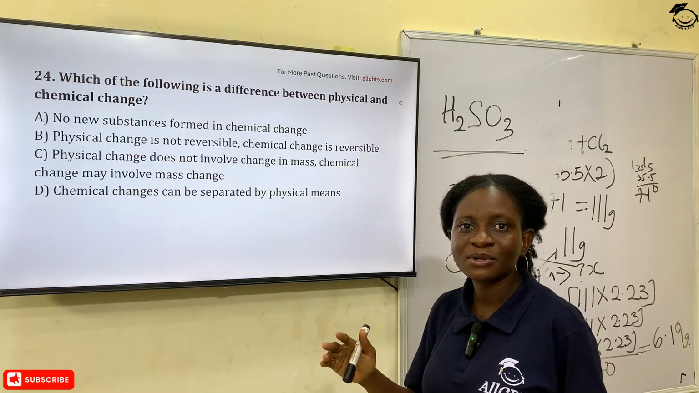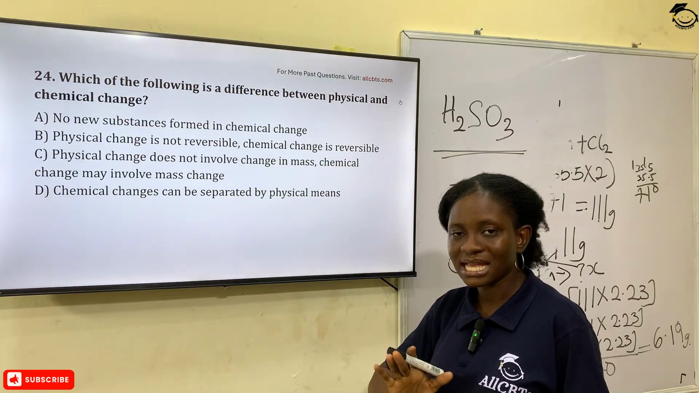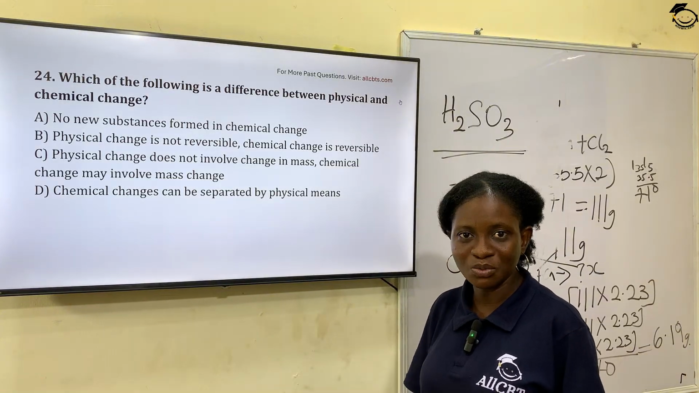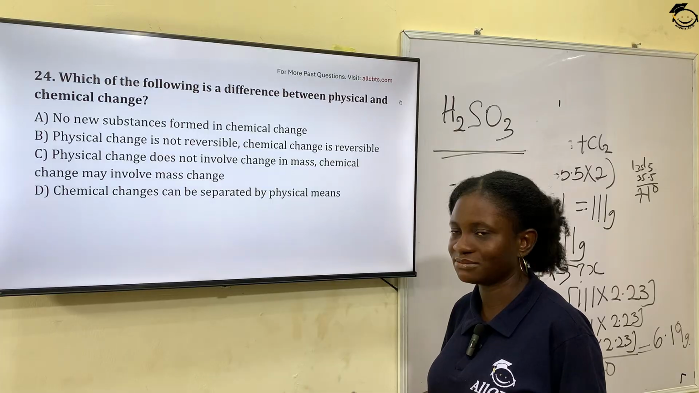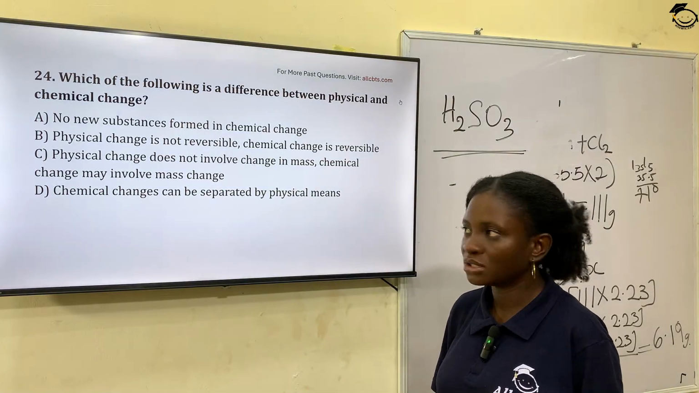So for a chemical change, let's say burning of wood, another product entirely is being formed, like the ashes. So you cannot get your wood back. A new product has been formed. So it's an irreversible change. So let's take a look at the options.